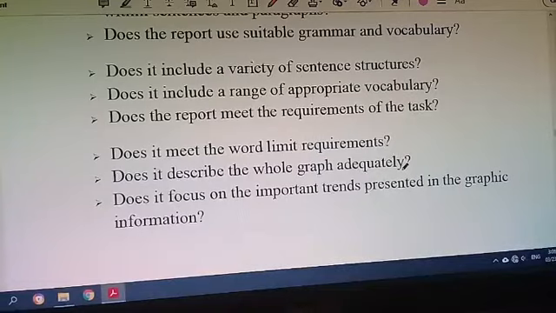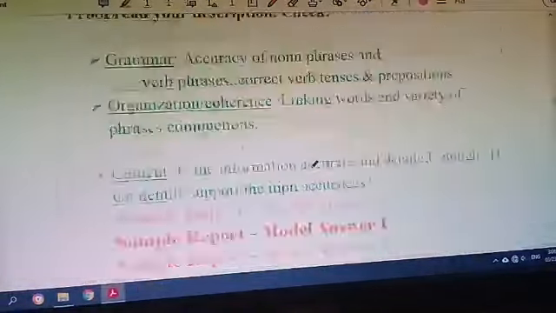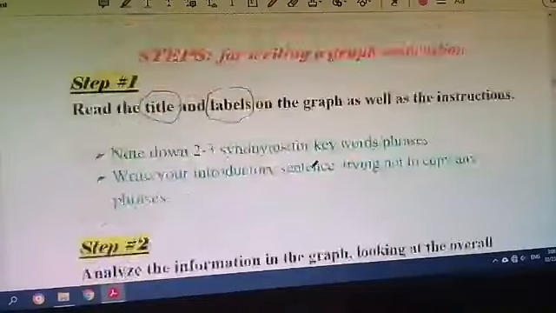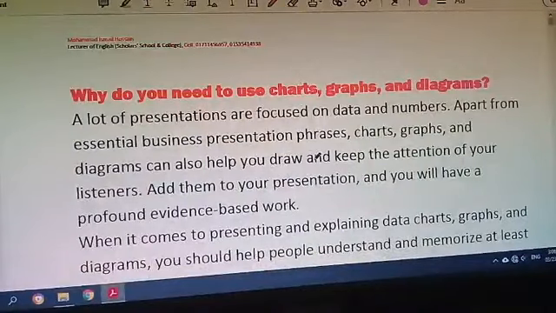How will you describe a graph chart? I want to review it again. Students, this is the primary part from which I started.